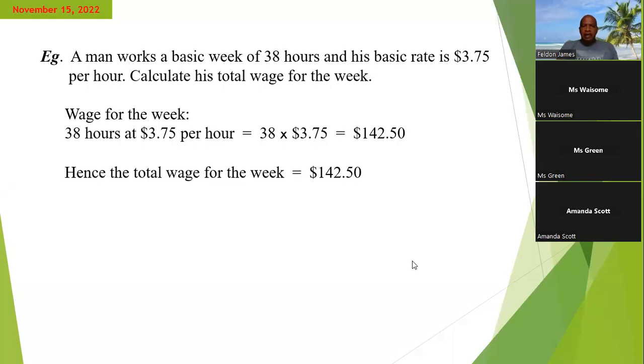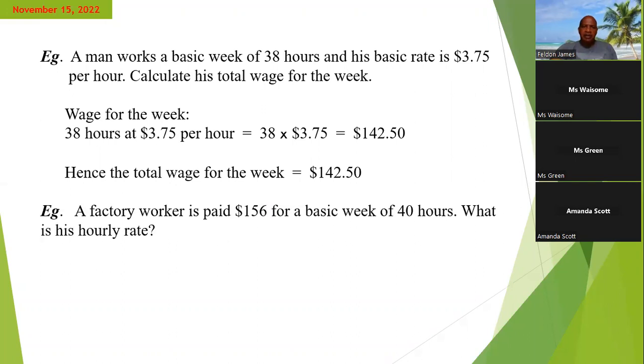All right, guys. So it is clear that this is pretty straightforward, and I see that everybody is in agreement with how to calculate the basic wage, or the wage for the week. All right, let us look at another question.